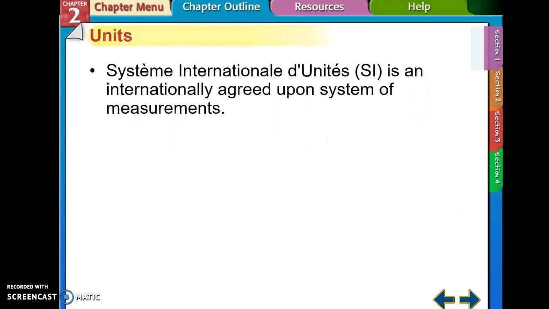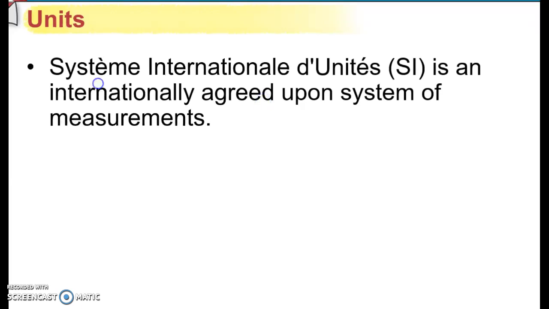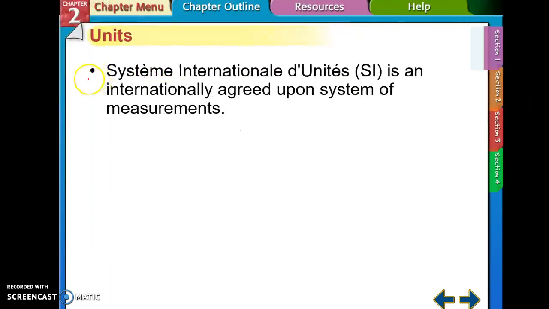So, first off, in the United States, we use what is called the imperial system of measurement. That's where we talk about pounds, miles, feet, and inches. Most of the world uses what's called the Système International d'Unités, or the SI system. This is an internationally agreed upon system of measurements. So, when we are talking about measurement in science, we are going to be using the SI system.